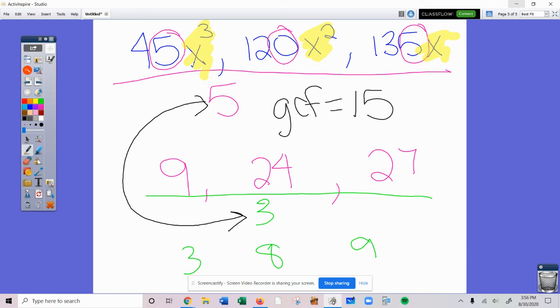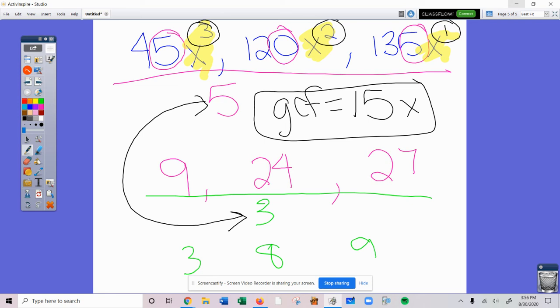And now I need to consider the letters. So now I'm going to go back and look at that yellow highlighted stuff. Okay, and whenever letters are involved, if they all have the variable, okay, so every single one has an x, I want to take the smallest exponent. Okay, so I want the smallest out of 3, 2, and right when there's nothing there, there's a 1. So my smallest exponent would be x to the first. So that is going to be part of my GCF. So my GCF for this is 15x to the first.